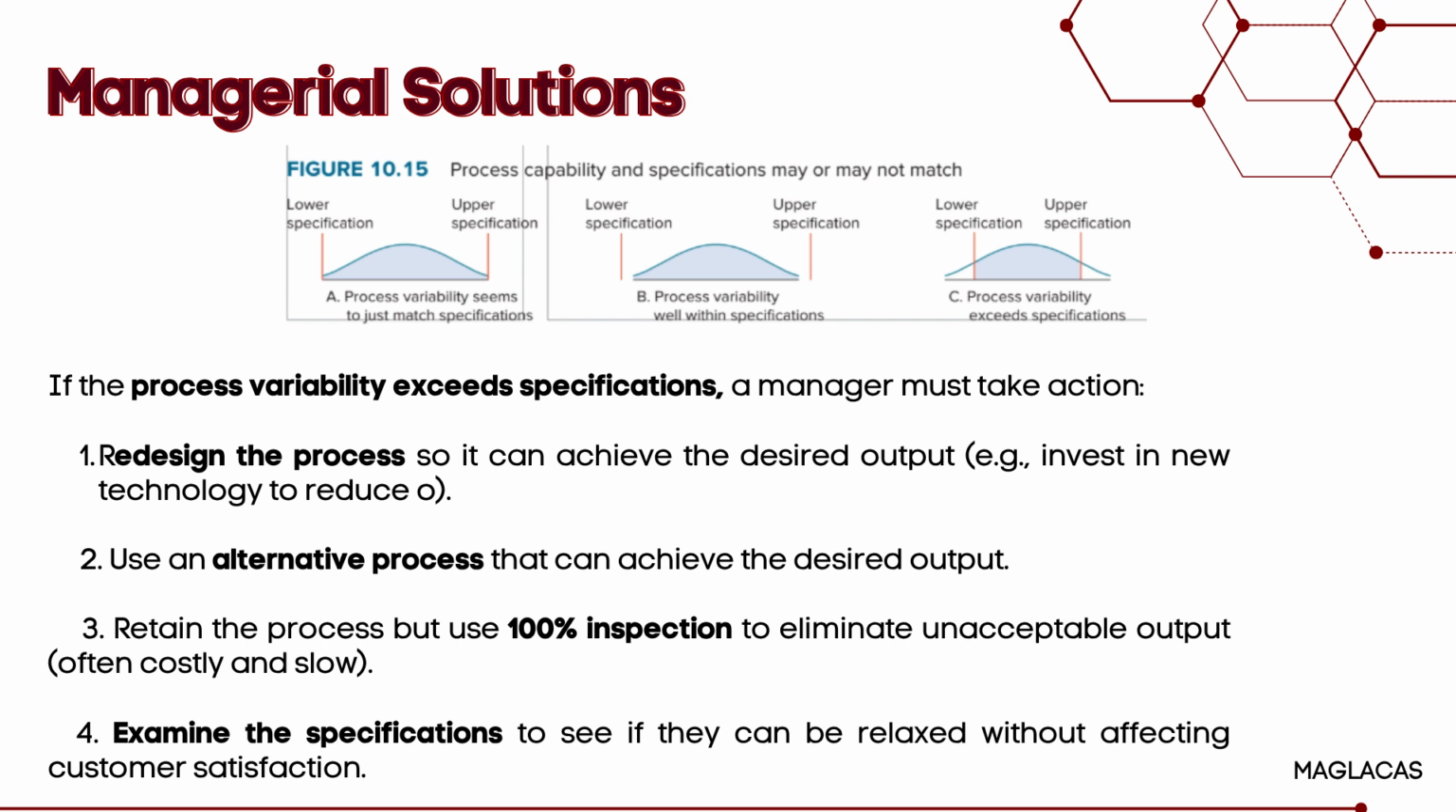Second, if the first method is not feasible, we might need to find an alternative process altogether that's inherently tighter. Third, we could just keep the process but implement a 100% inspection. This eliminates bad output, but remember, it's often very slow and expensive.